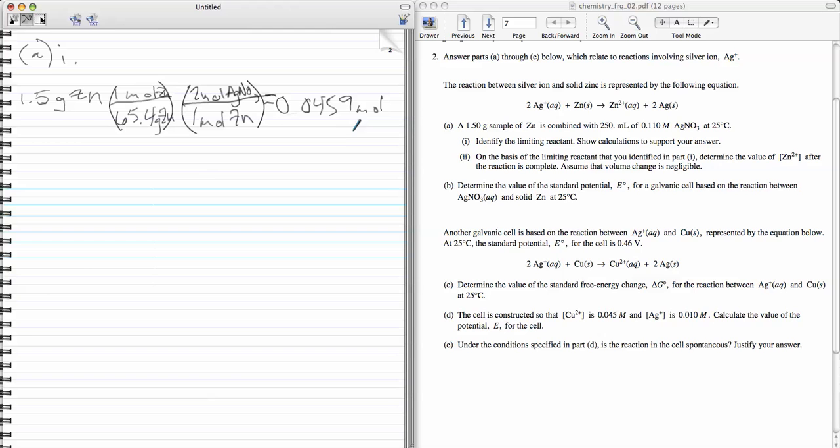So 0.0459 moles of silver nitrate can be used up by this 1.5 grams of zinc, but we need to compare that amount to how much silver nitrate we actually have in there. So 0.25 liters times 0.110 molar.